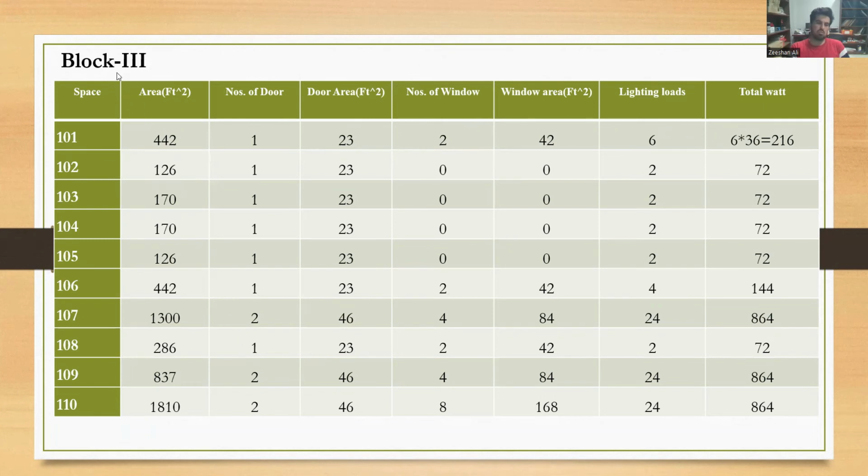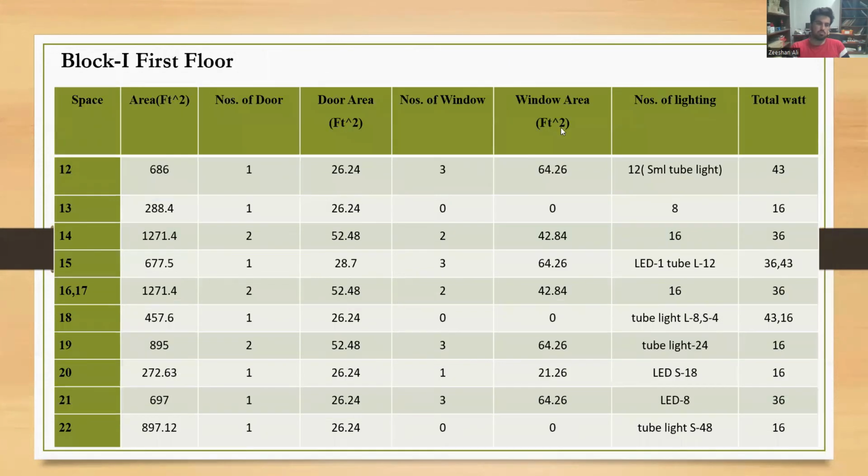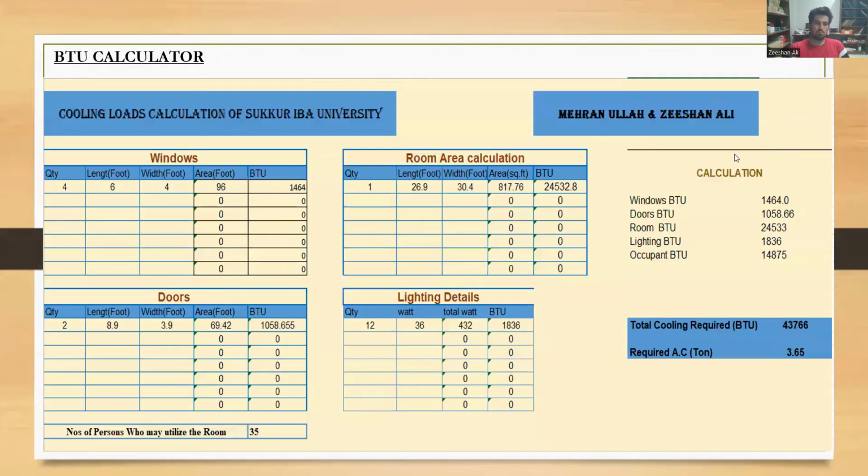This data is for block 3, and this one shows block 2 ground floor. These are the spaces, room numbers, and these are the room area, number of doors, door area, and all the data as previous. This is the data for block 1, first floor, and this one is block 5, ground floor. These are the spaces, different rooms, and these are the area, number of windows, and window area.